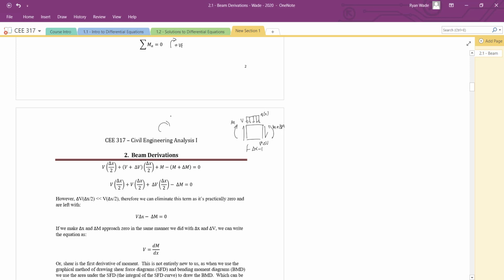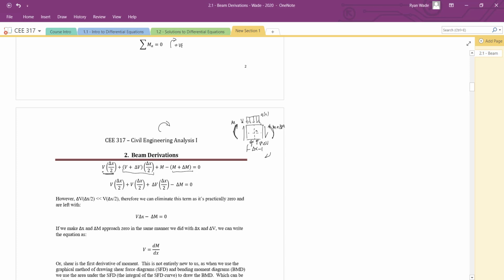So what I did is I basically am going to say that if my moments are positive going this way, then that V times its moment arm, which is delta X over 2, right? So V times delta X over 2, it's going positive, is this term. Then I have V plus delta V, which is also rotating it positively, right? It's rotating it that way, times delta X over 2 here. So that's this term, plus M minus M plus delta M, right? So plus this direction minus that direction equals 0. I'm just applying equations of equilibrium.